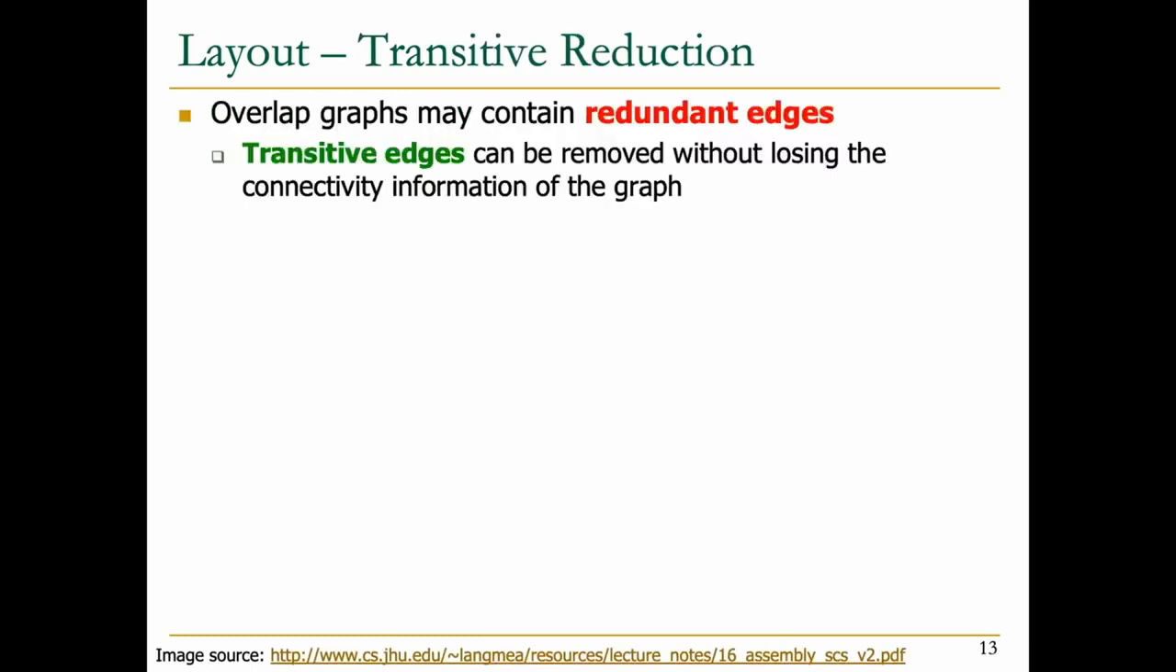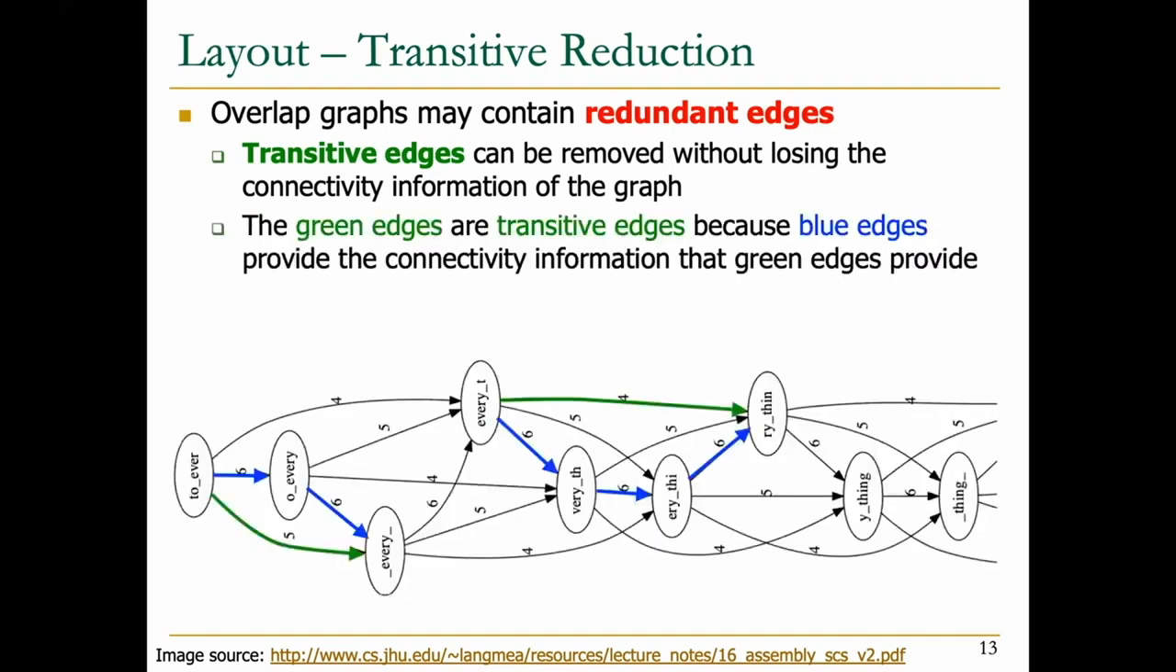As we said, the overlap graphs may contain redundant edges, and our goal is to remove them. The transitive edges can be removed without losing the connective information of the graph. So here in this example, assume we know that the green edges are transitive edges because the blue edges in this example provide the connectivity information that the green edges provide, right? Why? For example, here, the green edge tells me that I can start from this node and then go to this node.